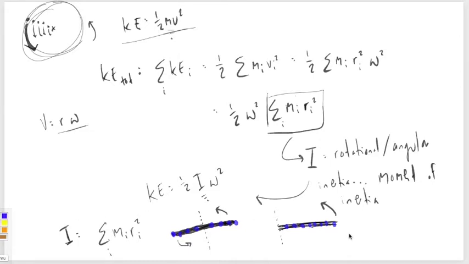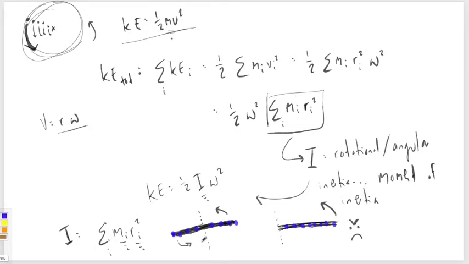Well, this one's going to be more difficult. This one's going to take more energy, more force to start spinning. Why is that? Because it has more mass farther away from its axis of rotation. It has more particles of mass at a larger distance away from the axis of rotation. So its I value will be bigger.